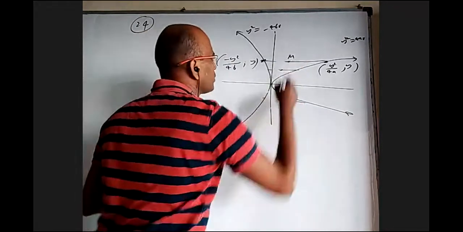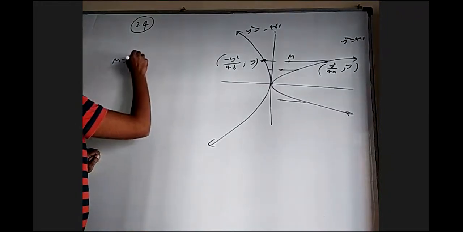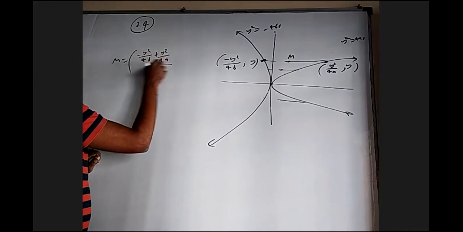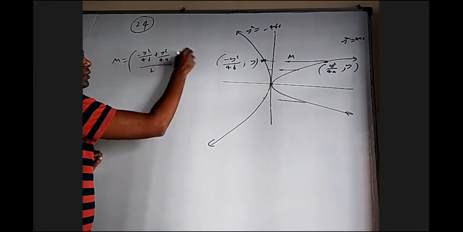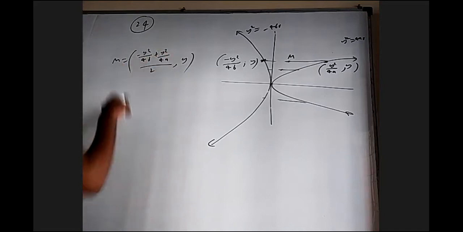Now for the midpoint, what are the coordinates? Y, and x is minus y square by 4b plus y square by 4a, by 2. And y coordinate is y only. So what is the locus of this? This is your x now.